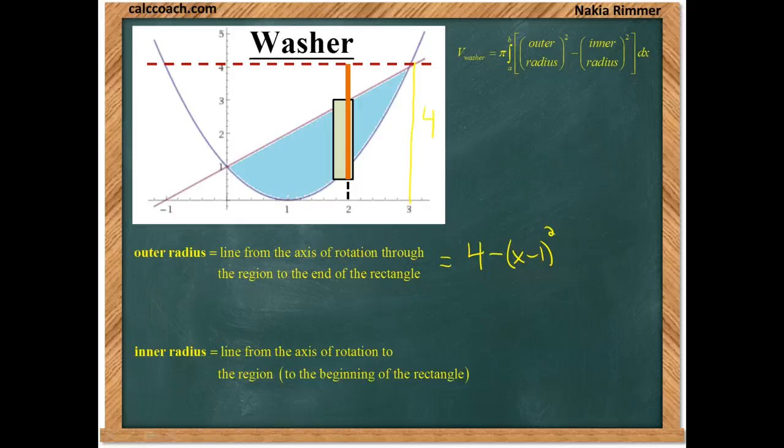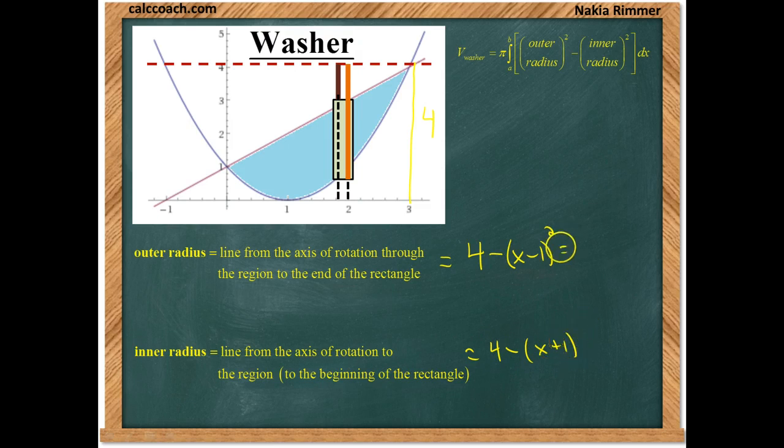The inner radius is where you draw a line that goes from the axis of rotation just up to the region, and that's to the beginning of the rectangle. This purple distance is the inner radius. But once again, that's a difference of two distances. The distance 4 again, minus the distance up to the line this time. And so that's going to be 4 minus the x plus 1 quantity.